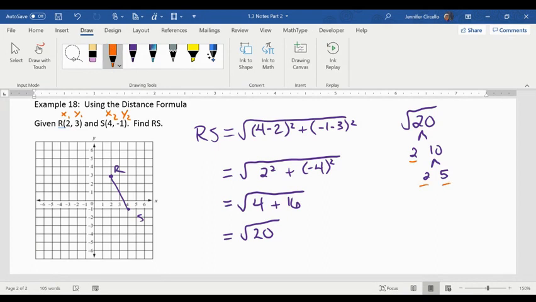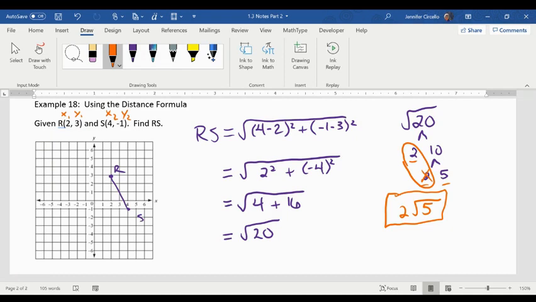That's our prime factorization. Circle your pair of 2's. One of the 2's in the circle disappears, so the other 2 escapes, and you have a 5 left on the inside. So our answer for the distance is 2 root 5. It's the distance from R to S. And you can put that in your calculator and see what it is as a decimal.